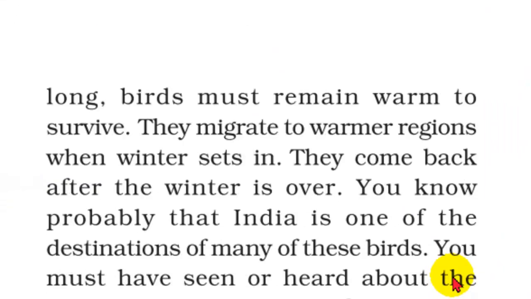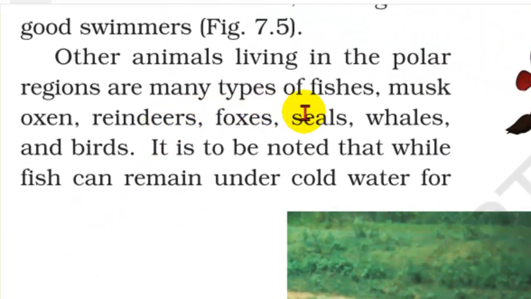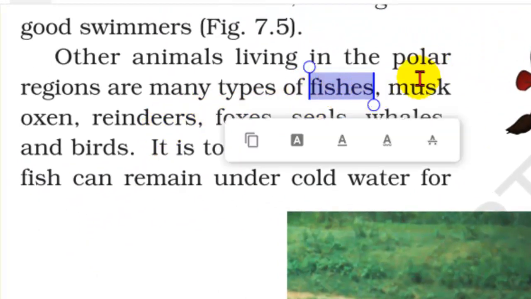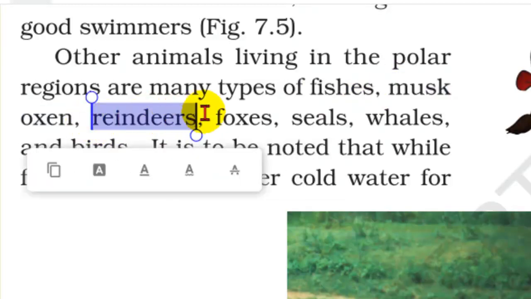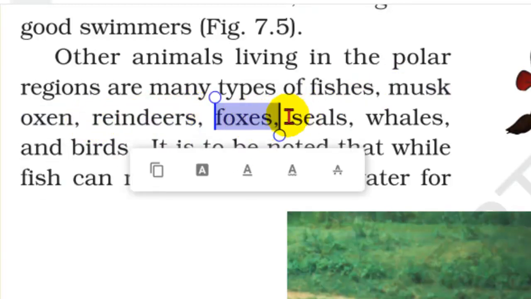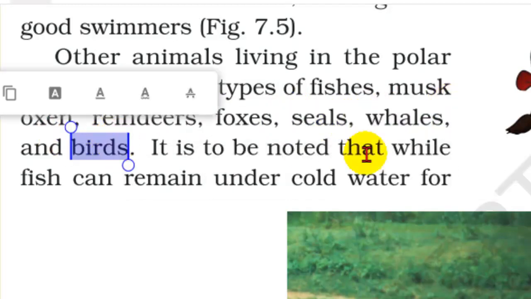Some other animals living in the polar region are fishes, musk oxen, reindeers, foxes, seals, whales, birds, etc.